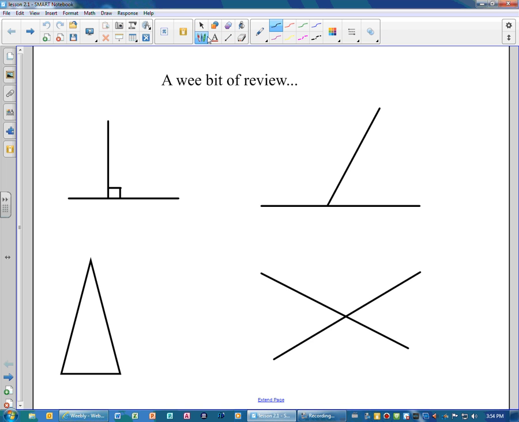So the first thing that I wanted to go over is the first diagram here, and it's showing that these 2 lines are perpendicular. And perpendicular means that they are 2 lines that meet at a 90-degree angle. And so the way that we indicate that it's a 90-degree angle is we put a little square symbol in the corner. So these 2 lines are perpendicular, meeting at a 90-degree angle.